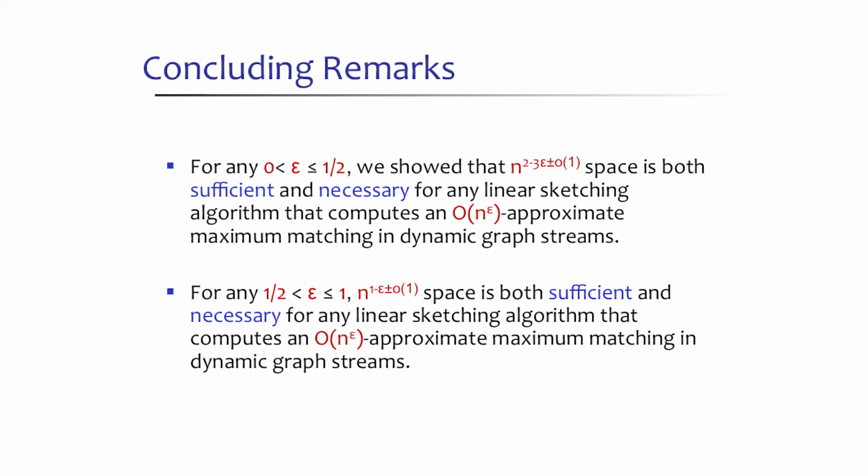And you could ask the question, what happens when epsilon is greater than half? There also you can use the same ideas to get a tight answer. The lower bound turns out to be trivial in that setting. And you can show that when epsilon is between half and 1, n to the 1 minus epsilon is the right answer. Okay? You need n to the 1 minus epsilon space just to write down the matching. And that turns out to be also enough to recover such a matching.